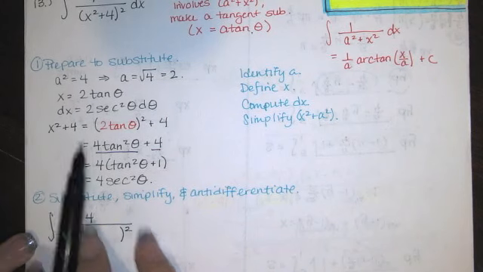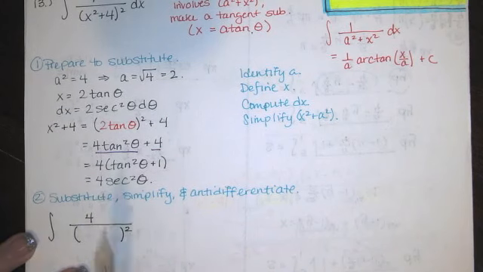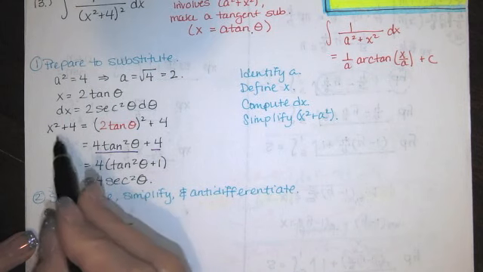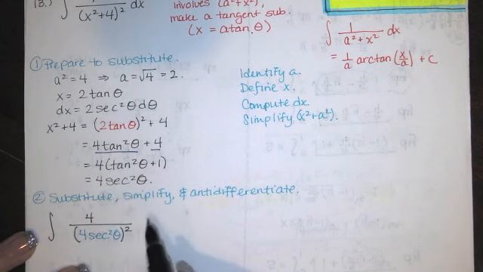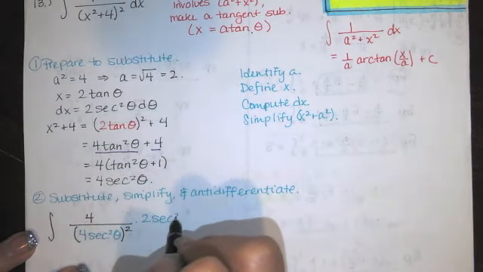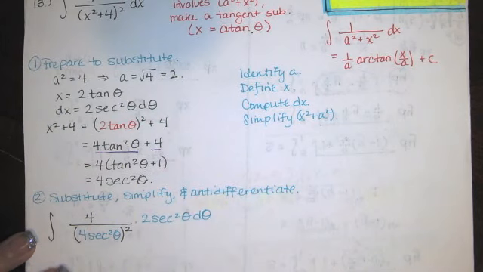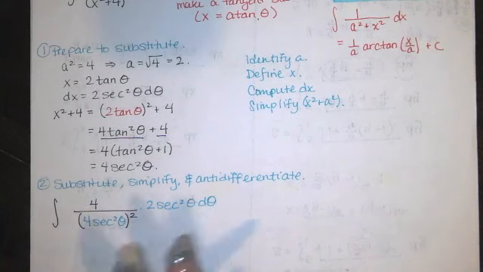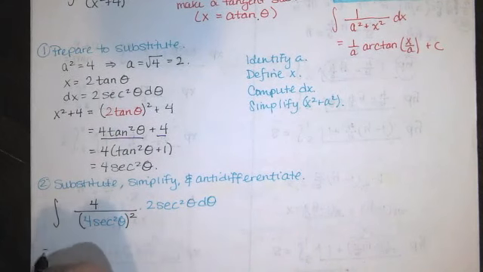Now, x squared plus 4 turned out to be equal to 4 secant squared theta. So I'm substituting that in right here. Instead of writing x squared plus 4, I'm writing that. Now my dx is this over here. It's 2 secant squared theta d theta. So we're done with substituting. Now we just need to simplify.